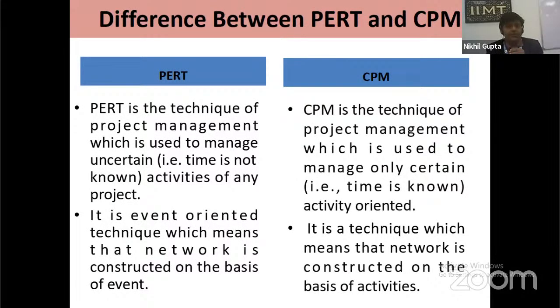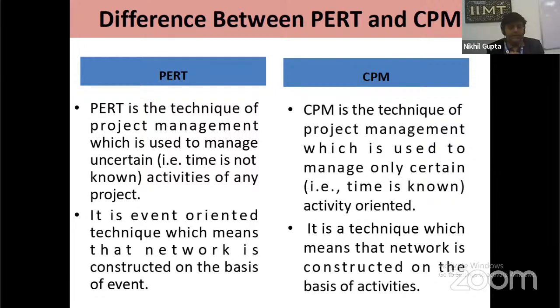Now, this is the last one. What is the difference between PERT and CPM? PERT is a technique of project management which is used to manage uncertain time. That means time is not known. Where time is not known, we use the PERT activity, meaning the PERT chart. On the other hand, CPM is the technique for project management which is used to manage only certain time, meaning time is already defined.